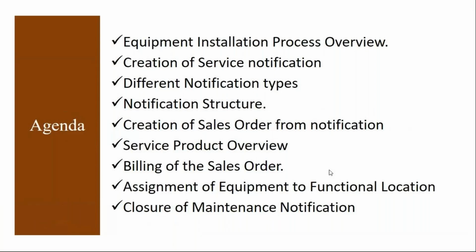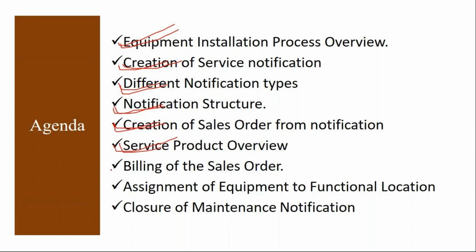So the topics that we are going to cover are the equipment installation process overview and create service notification. Then different notification types. We will understand in detail about notification types and how the notification structure looks like. Then we will create a sales order from that notification. Then service product overview. What is a service product? I will show you in the system.